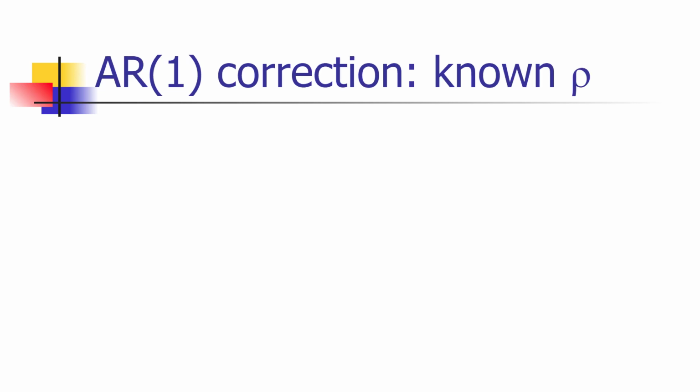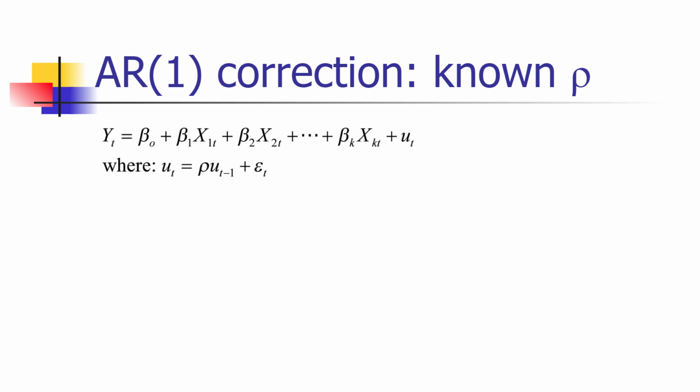Now, let's talk about how to correct for this. If we know the value of rho, there's a relatively straightforward solution to this. So our basic equation is given by y as a linear combination of the x's, and we're assuming that u_t is a first-order autoregressive process and equal to rho times u_{t-1} plus that white noise error process.